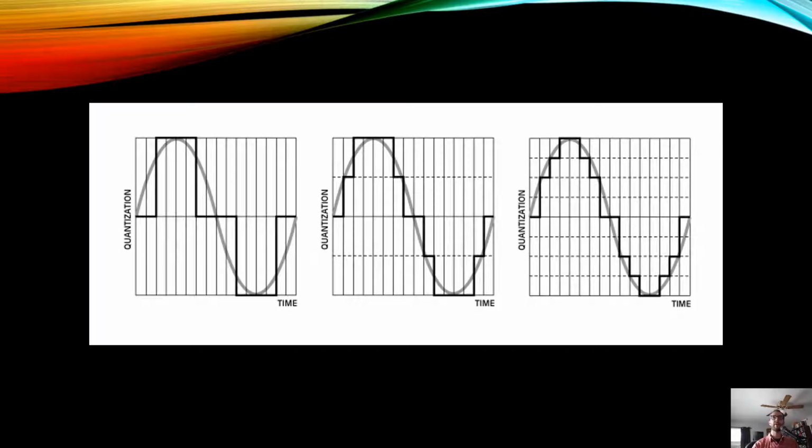And here we can see quantization and how that is affected by different bit depths. In the leftmost picture, we have essentially 1 bit. It's either on or off. Then as we step up to 2 in the middle, you can see that we get more points that can be reproduced. And then at 4 in the third, we get even more definition. We get different gradients of volume that we can use when we're playing back that waveform.